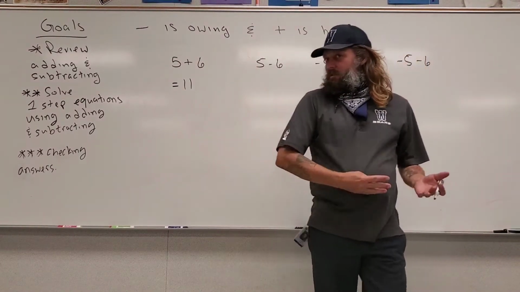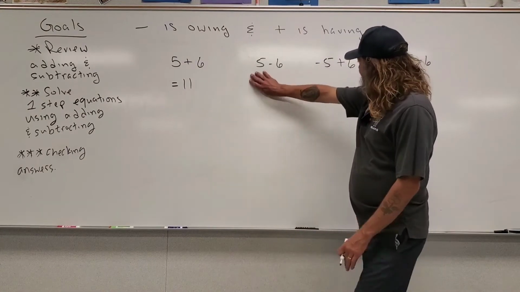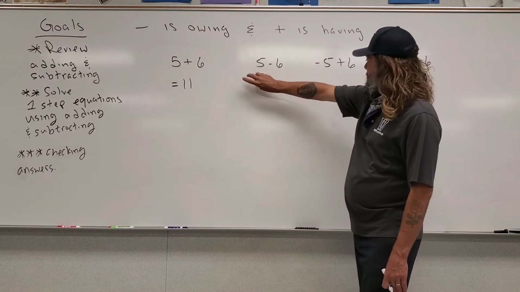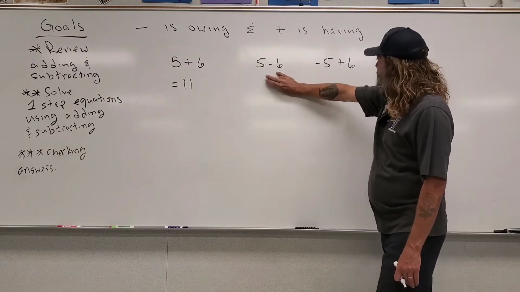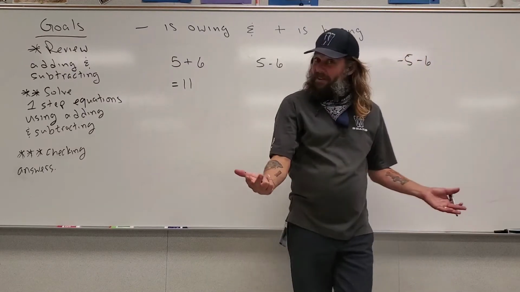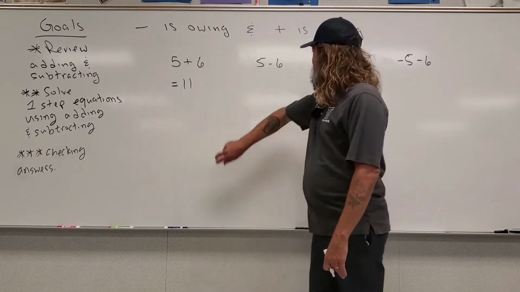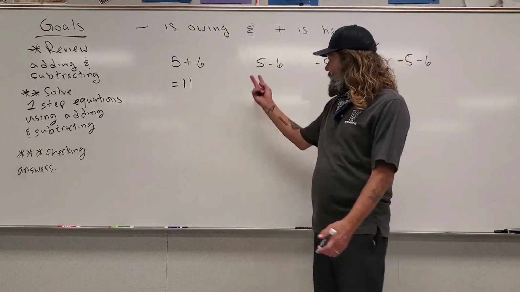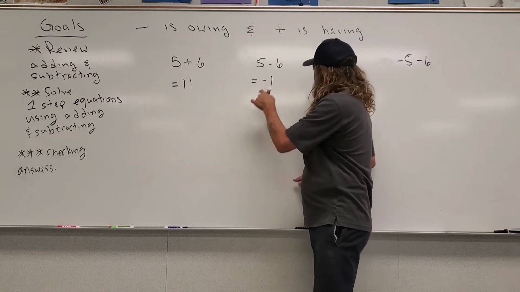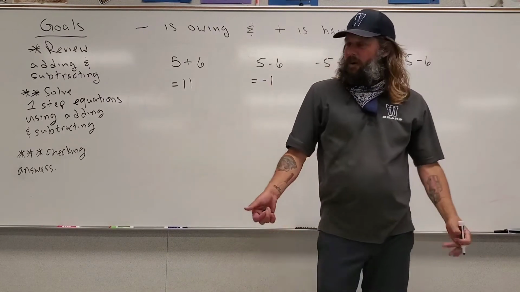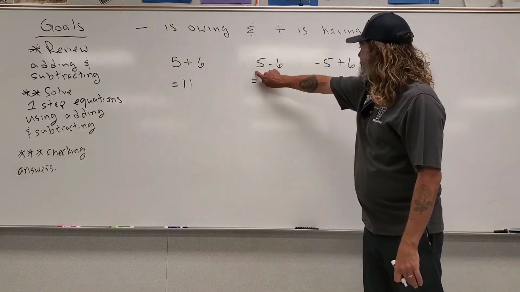The second example would be 5 minus 6. So let's think about it in terms of money. I have $5 because it's a positive. I have $5, but I owe $6. And since I owe more than I have, that means that I still owe $1. So if I have $5, I owe you 6, I give you the 5, you're going to tell me I still owe you $1, right? Because I owe more than I have.